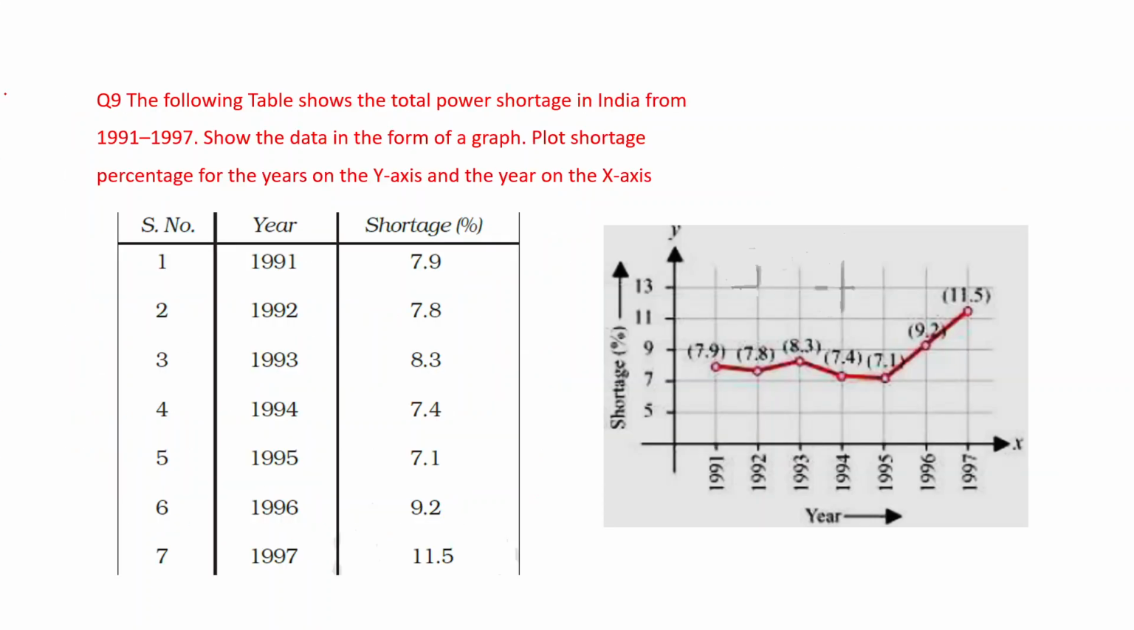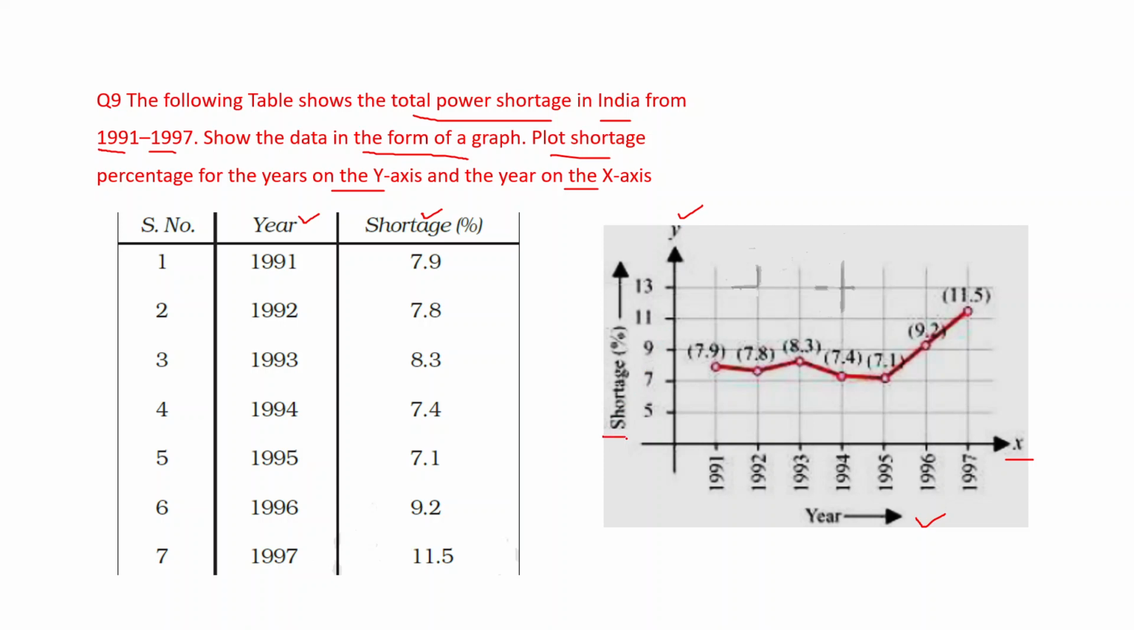Next, and this is the last question of this chapter. The following table shows the total power shortage in India from 1991 to 1997. Show the data in the form of a graph. Plot shortage percentage for the year on the y-axis and the year on the x-axis. These data are given. Year is given. This is the shortage in the percentage is given. And in this case, on the x-axis, we will take the year. Okay. And on the y-axis, we will take the shortage in percentage.